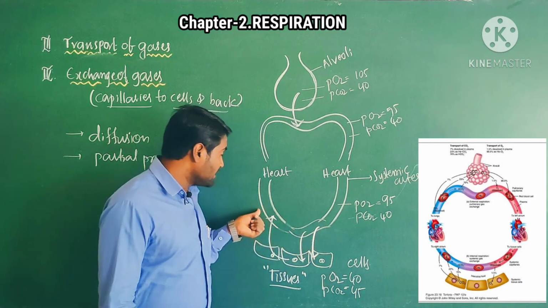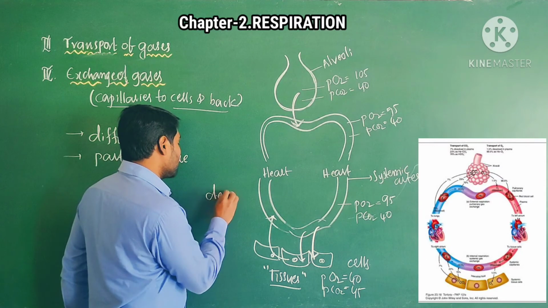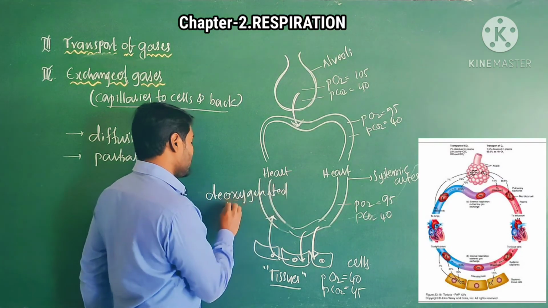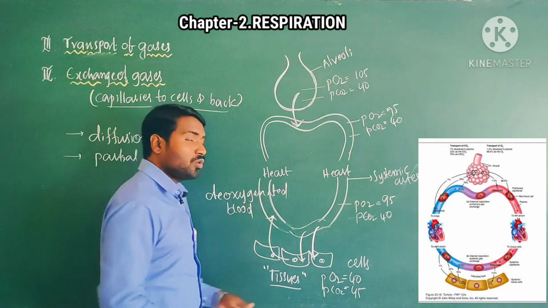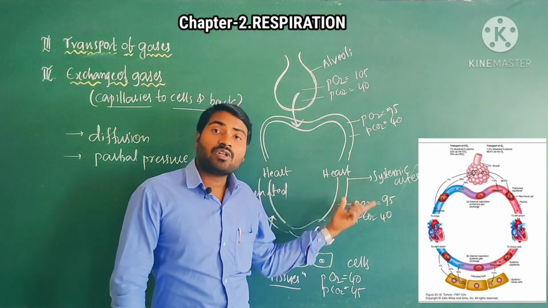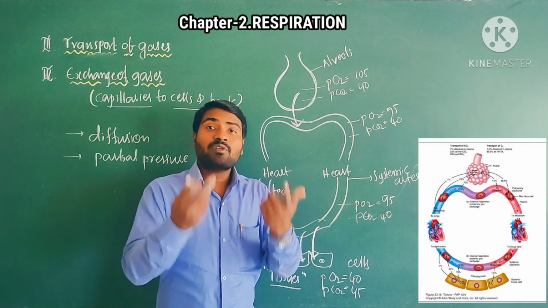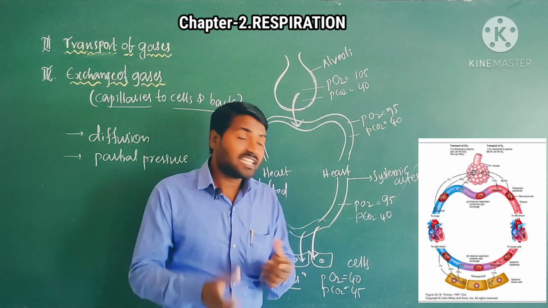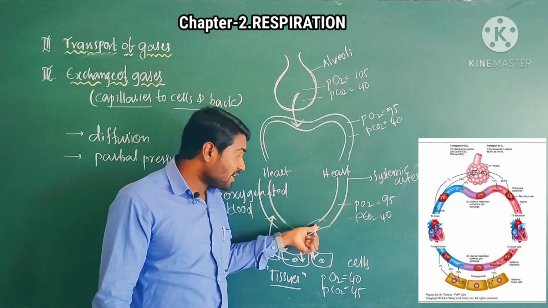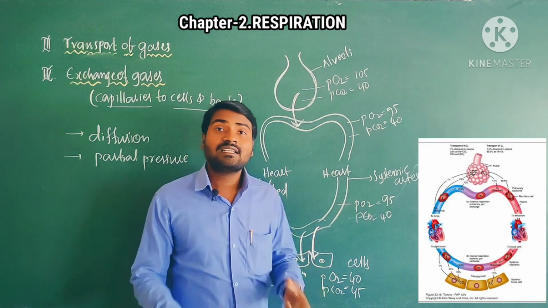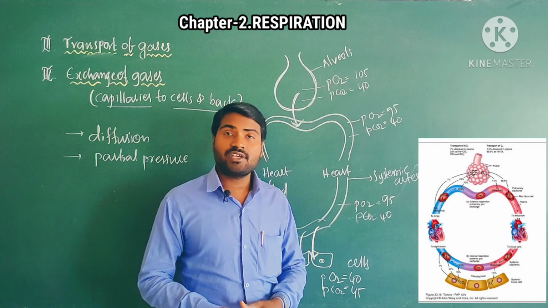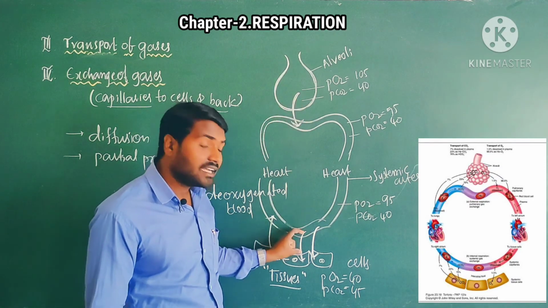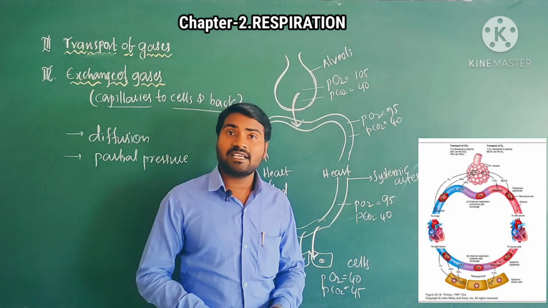Then this blood becomes deoxygenated blood. Through the post caval vein it reaches the heart, and from there through the pulmonary artery it reaches the lungs again. This type of exchange between blood and tissues is known as systemic gases exchange. So here it is called pulmonary gases exchange, and here it is called systemic gases exchange.